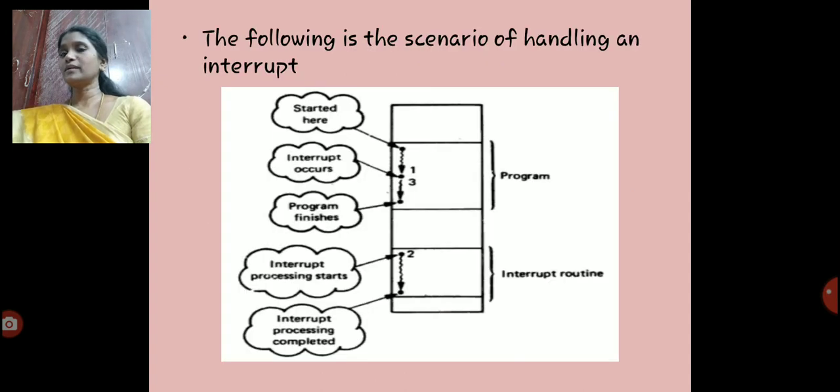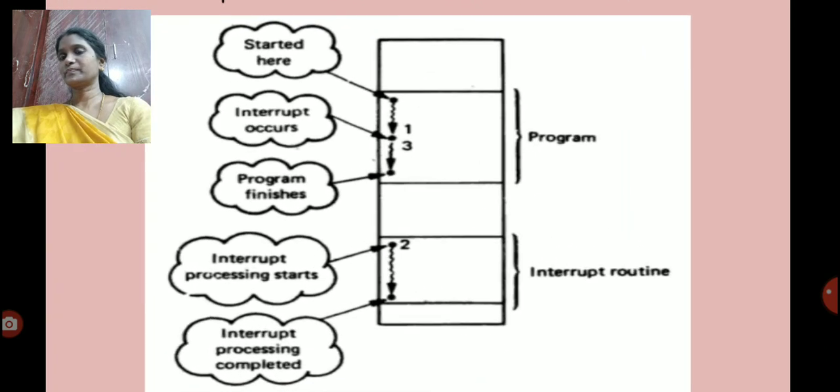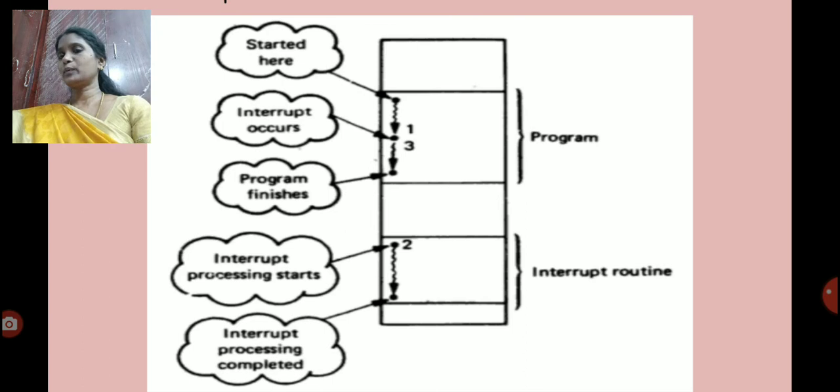So this is the scenario of the interrupt handling mechanism. I'll zoom in. See the program portion. You can see the sequence numbers 1, 2 and 3. In 1, the program has started but has not yet finished. In the middle, an interrupt occurs. Immediately the control is transferred to the interrupt. So number 1 stops and number 2 starts. What is number 2? That's the interrupt, which is handled by the interrupt routine.